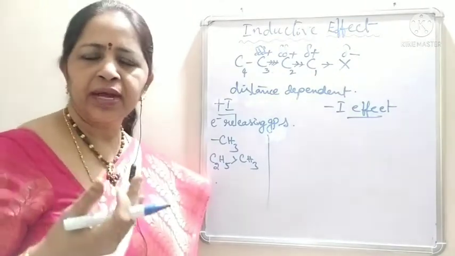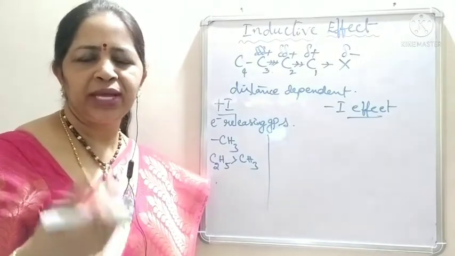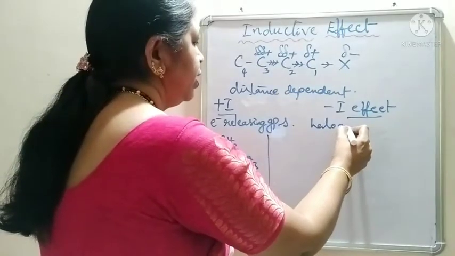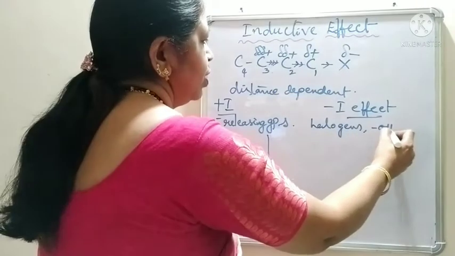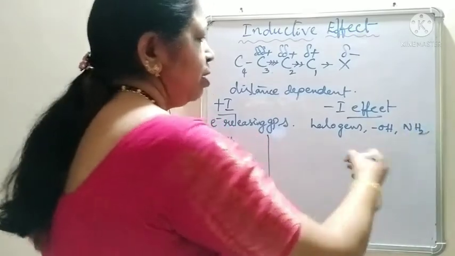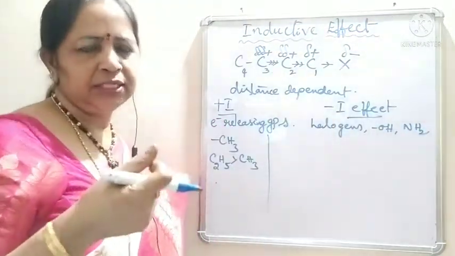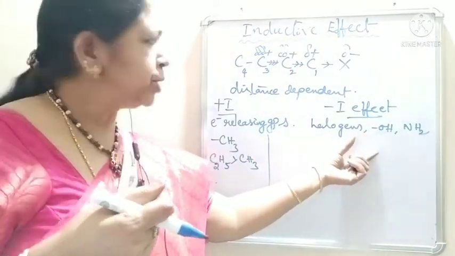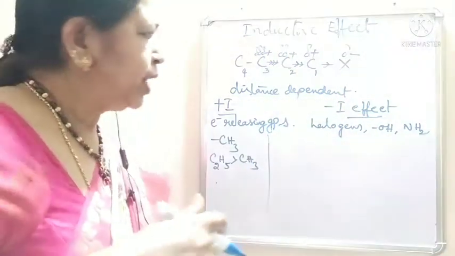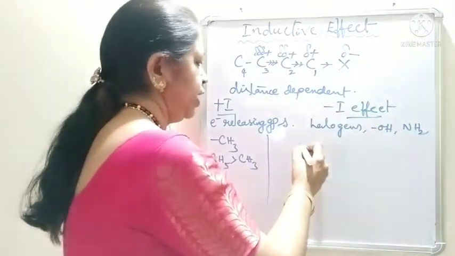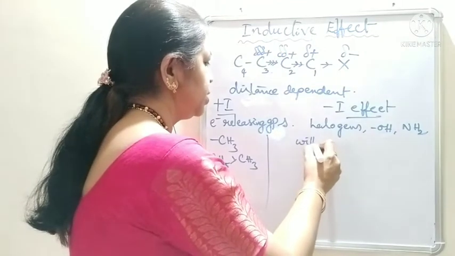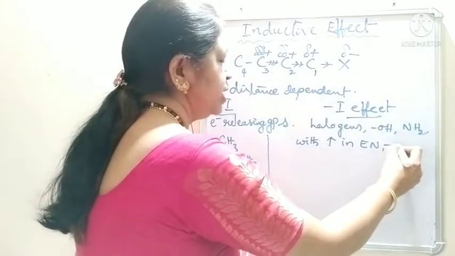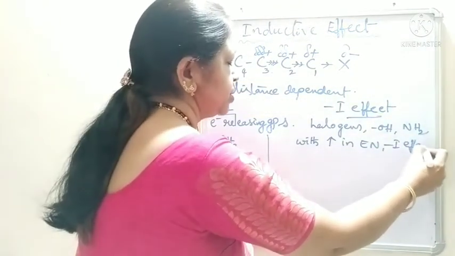Which groups will attract the electrons? The groups with more electronegativity: the halogens, OH group and amine group, all these will attract the electrons. If these groups are present on the carbon chain, they show the negative I effect. And with increase in electronegativity, the minus I effect also increases.